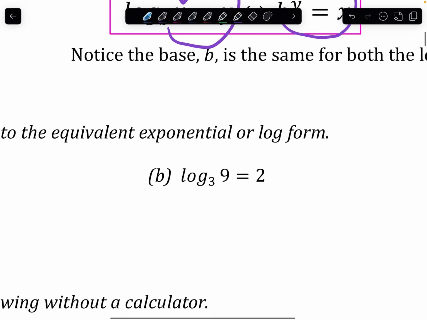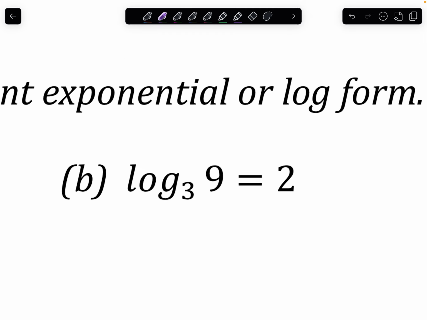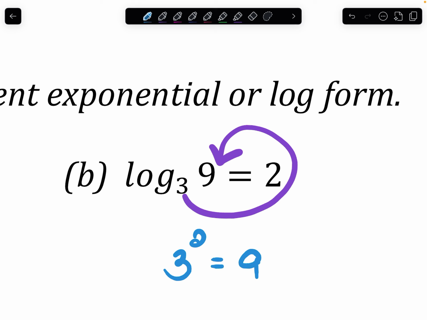All right, second one. Start at the base. This is log base 3 of 9 equals 2. Start at my base, counterclockwise loop, finish at the 9. So the exponential equivalent would be 3 to the power of 2 equals 9. So just to show you a log is just an exponent, 3 squared equals 9 is true.